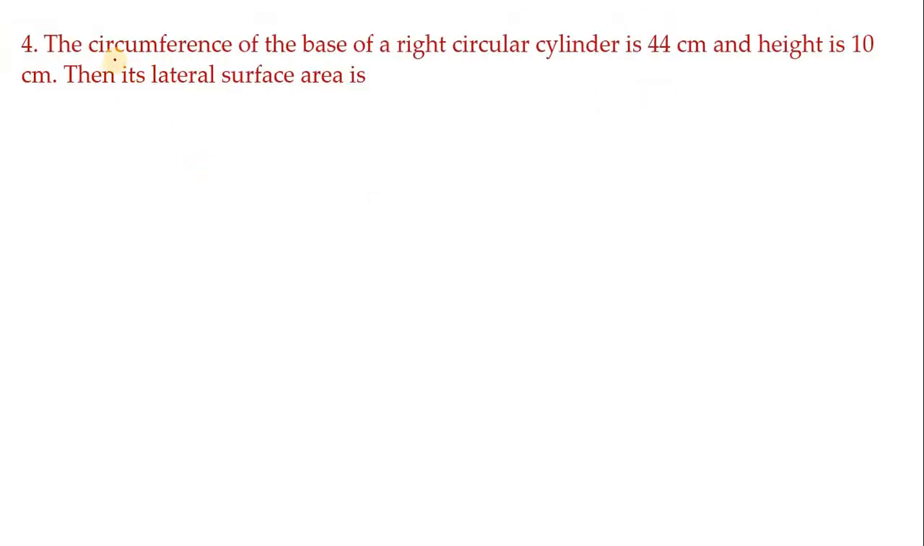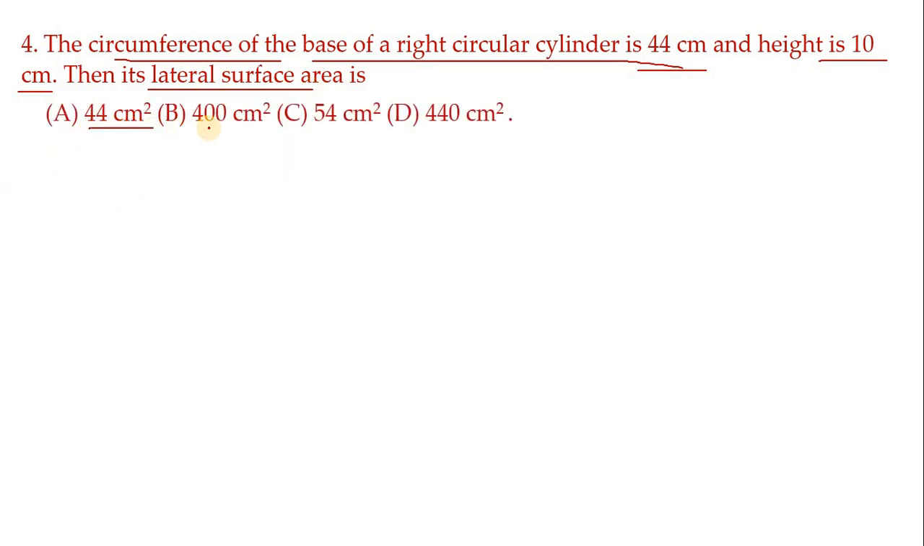Move on to the next one. The circumference of the base of a right circular cylinder is 44 centimeter and height is 10 centimeter. Then its lateral surface area is, given options are: 44 centimeter square, 400 centimeter square, 54 centimeter square and 440 centimeter square.